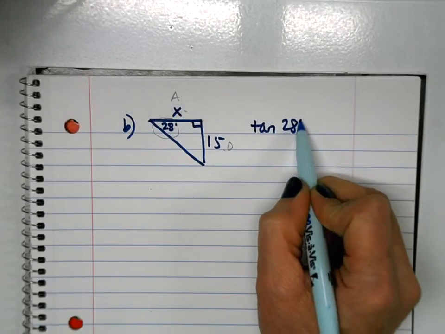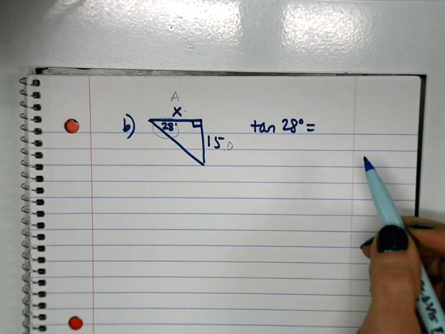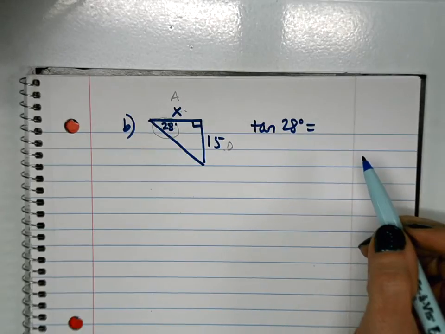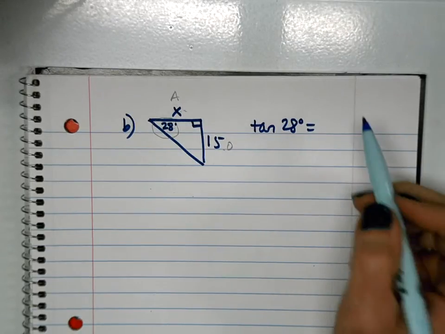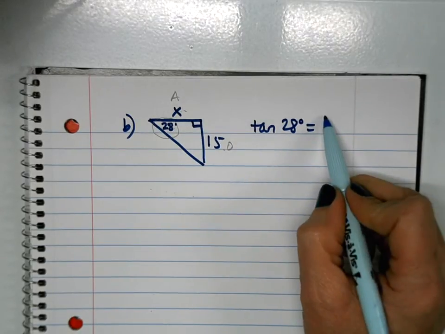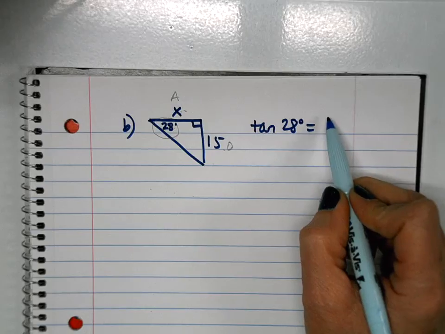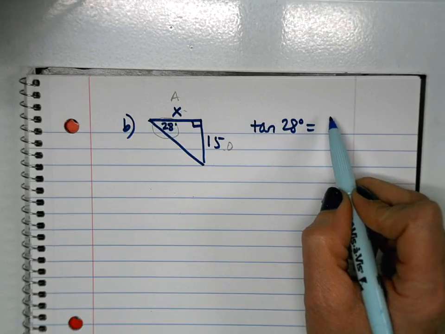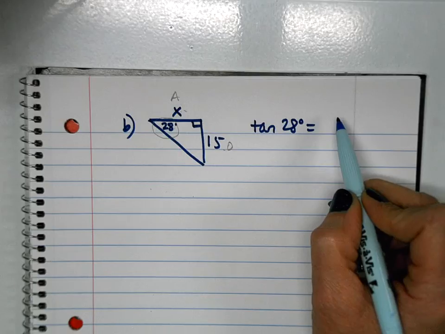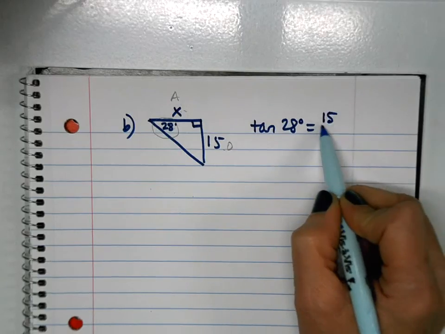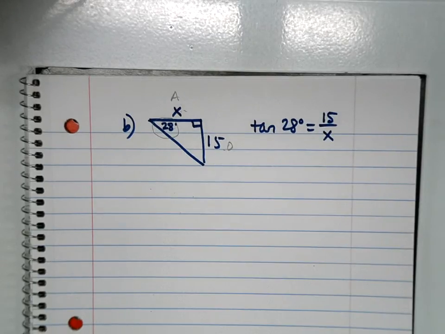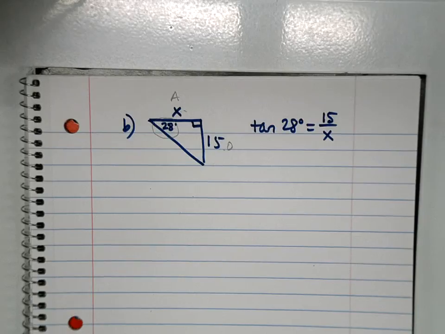The tan of 28 equals, how would it go? 15 over x? What do you guys think? 15 over x or x over 15? Which way should it go? 15 over x, right? The opposite over the adjacent. Okay, now, how do we solve something like that when the x is down in the denominator?